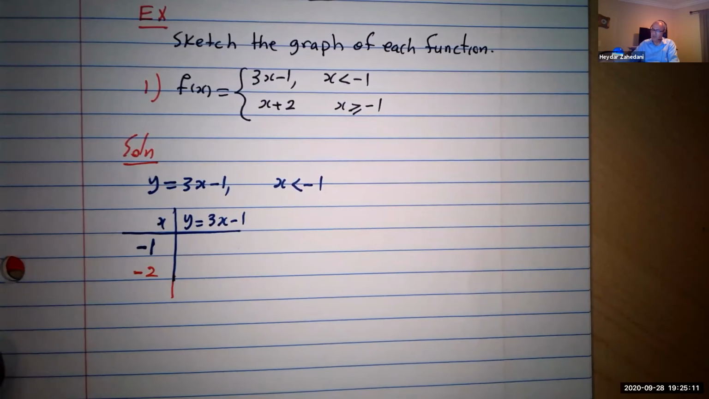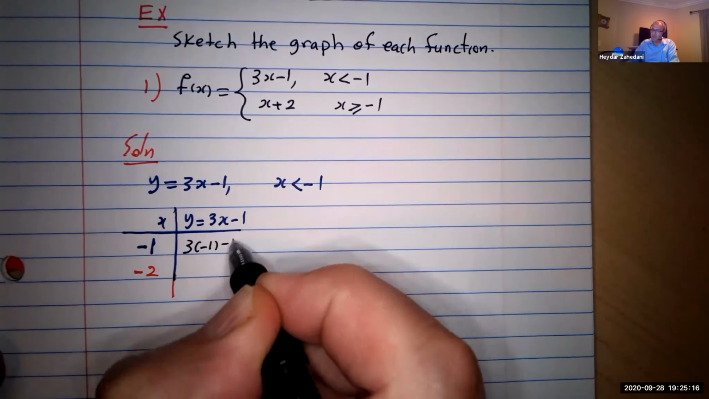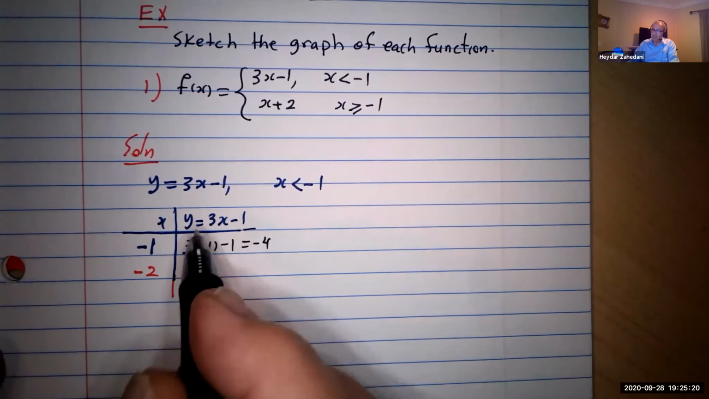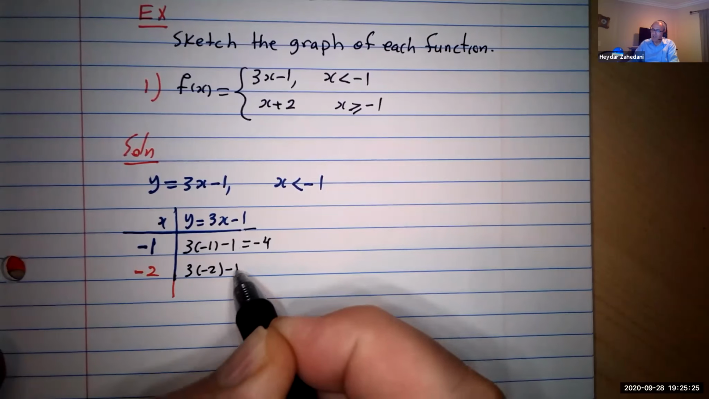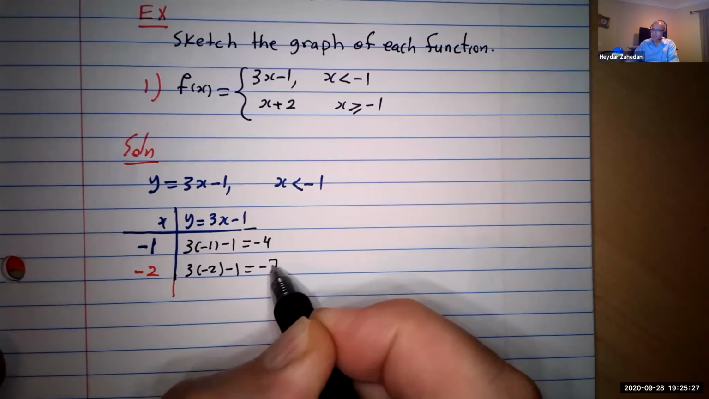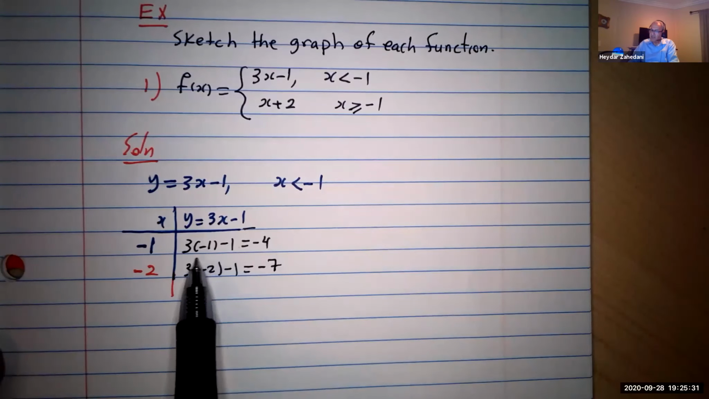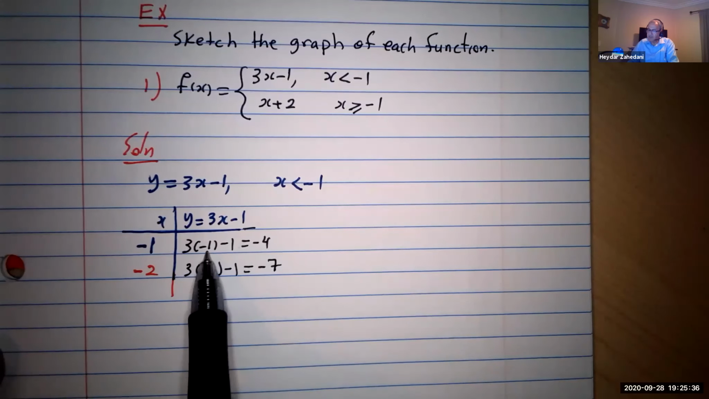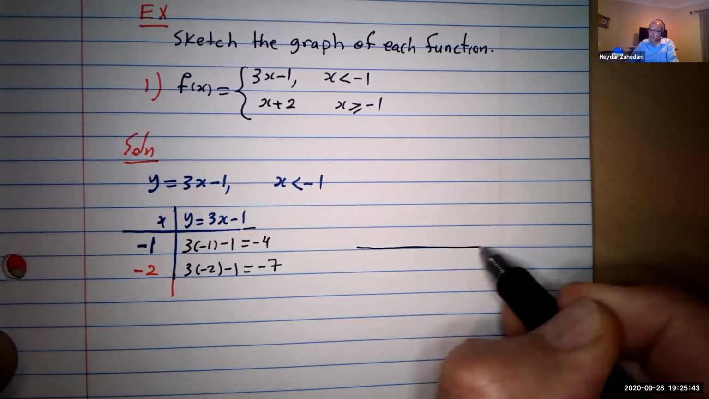So we substitute. This is going to be 3 times negative 1 minus 1, which makes negative 4. And we put the negative 2, so it's going to be 3 times negative 2 minus 1, negative 6, negative 7. This is it. No, that's a negative 1. 3 times negative 1, negative 3, minus 1, negative 4. And for negative 2, this is going to be negative 7. We are going to graph this portion first.